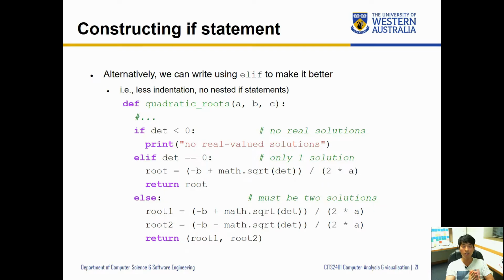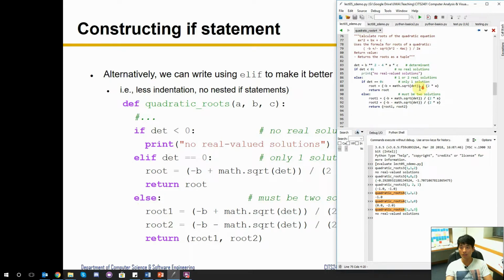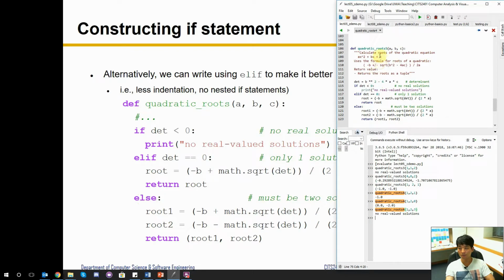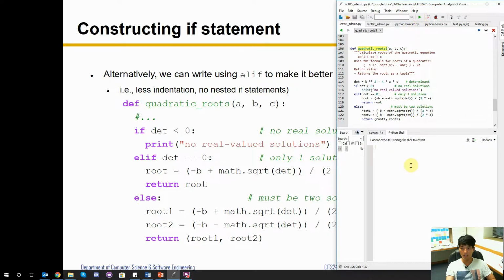This is actually a cleaner solution where if our determinant is less than 0, we know there's no real value solution. Else if determinant is 0, then we have only one root. Else, we know at this stage we have two roots, so we can calculate two roots. So without increasing the indentations, we can handle all the scenarios now, and the code looks much cleaner and neater.